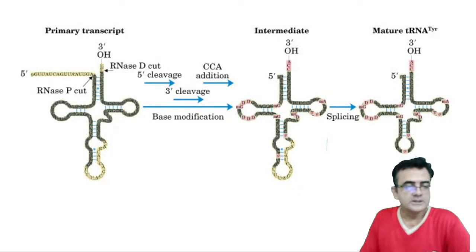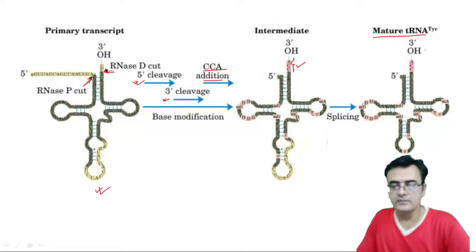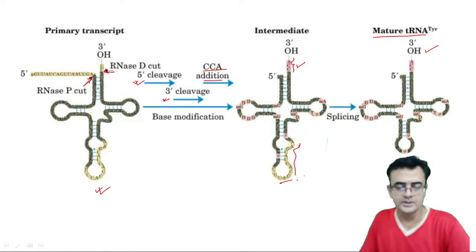See, this is the primary transcript of the tRNA, right? And here two cleavages take place, 5' cleavage and 3' cleavage. Here these two arrows are there. From here and here cleavage takes place, and after the cleavage the CCA addition takes place, right? So here the CCA has been added at the 3' end, okay? And finally the mature tRNA has 3' CCA having OH group, right? So after splicing and other things, this region is spliced out, okay?